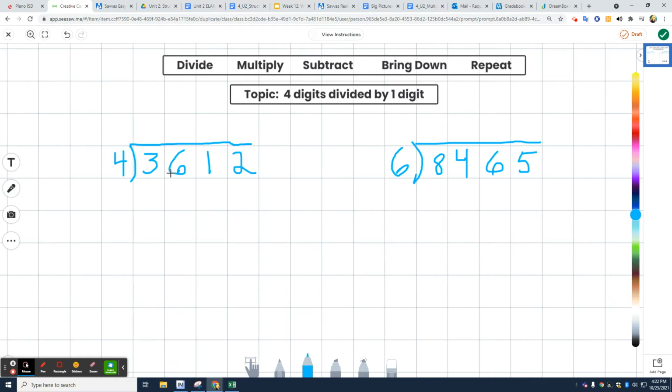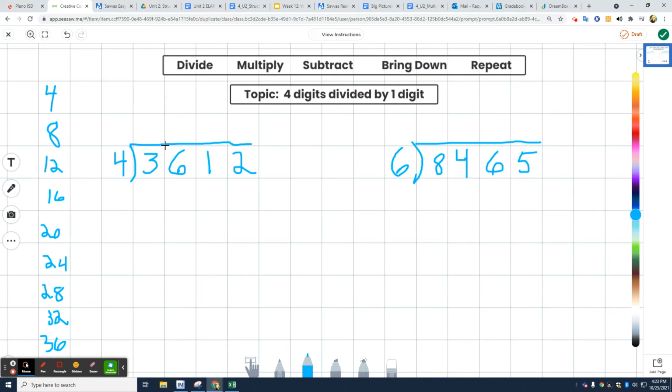4 divides into 3,612. I like to write my multiples right away because it helps me wrap my brain around the division. So I'm going to count by fours: 4, 8, 12. It also helps you practice your multiplication: 16, 20, 24, 28, 32, and 36. You do not have to go further than the nines, so I'm stopping at 36.